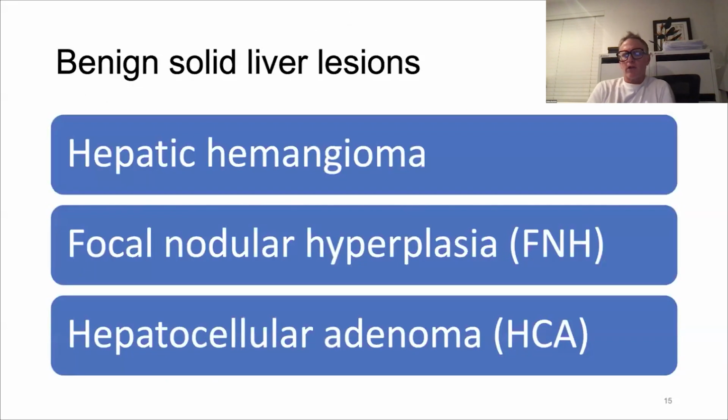So what are the benign liver lesions? The three which you need to consider are hepatic hemangioma, focal nodular hyperplasia, more commonly known as FNH, and hepatocellular adenoma, more commonly just called adenoma. I'll work our way through these three different lesions.